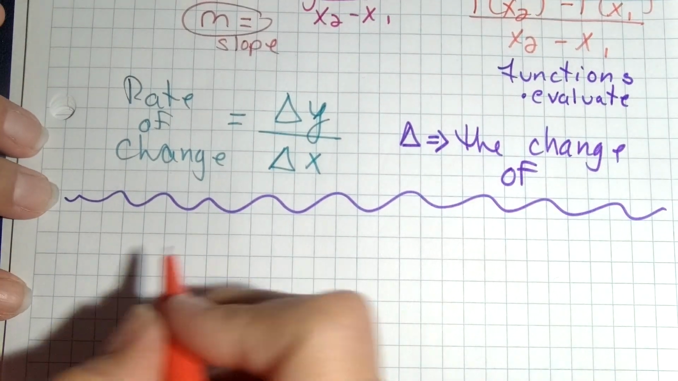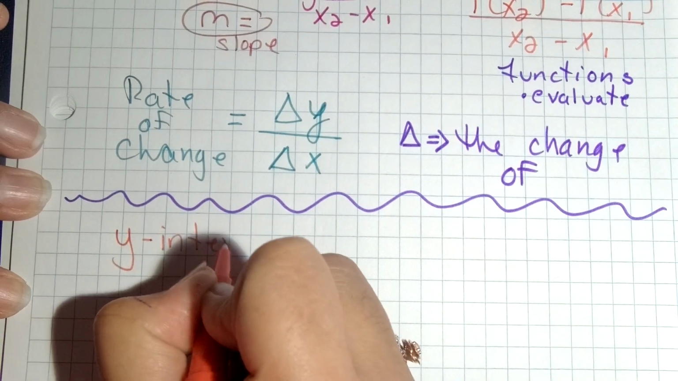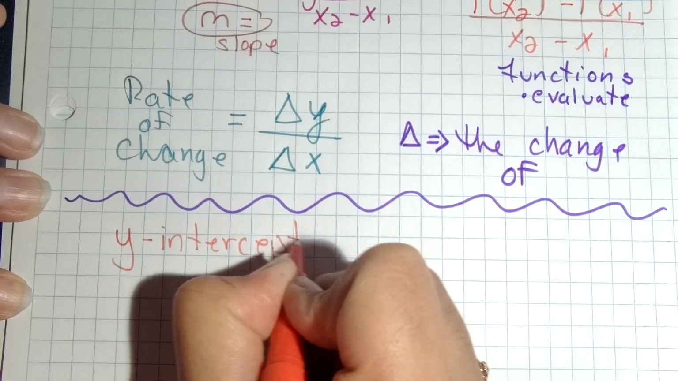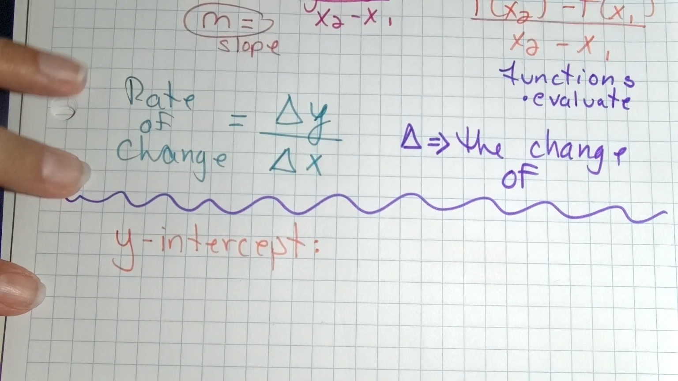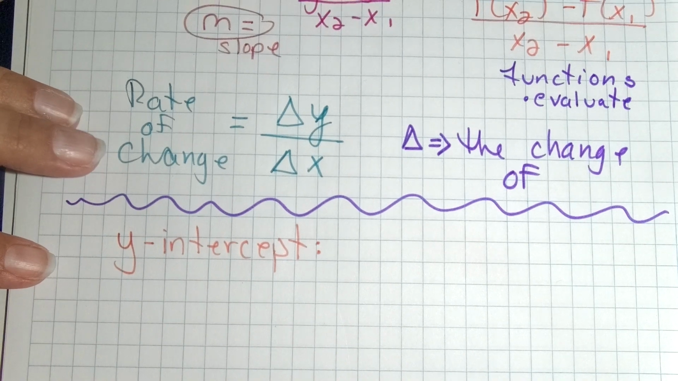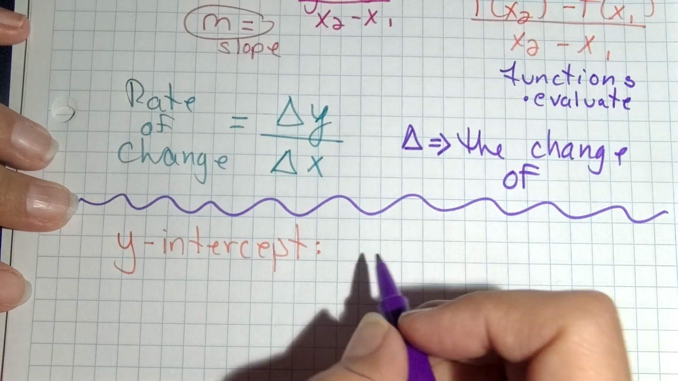Okay. The next vocabulary word we need to review is the y-intercept. Anybody know what the y-intercept is? On a graph. Anybody know what a y-intercept is?